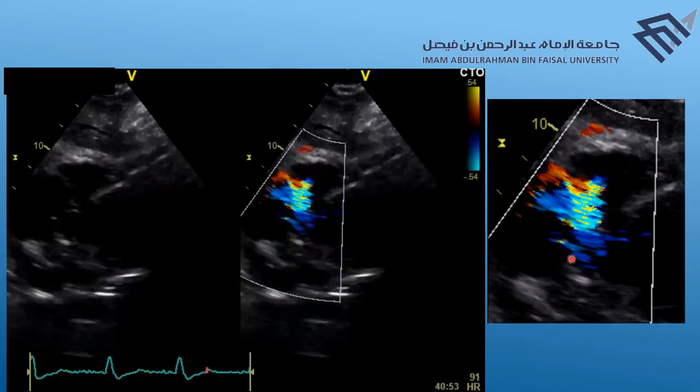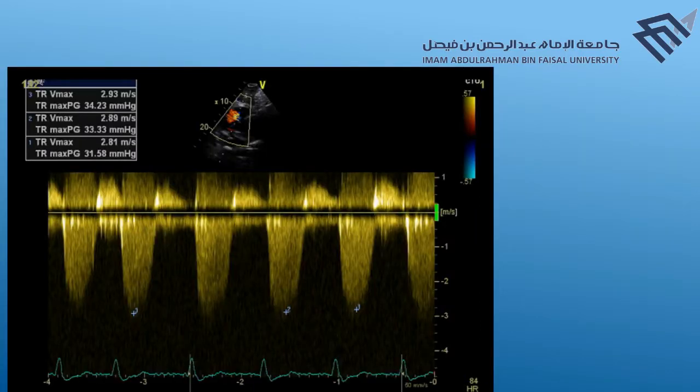So putting our continuous wave Doppler beam across this well-aligned tricuspid regurgitation jet, surprisingly, we get a peak gradient on average of 32 or 33 millimeters of mercury, as we can see here, which is contradicting our previous findings of 100 and 128 millimeters of mercury across the tricuspid valve. And again, it should ring a bell.